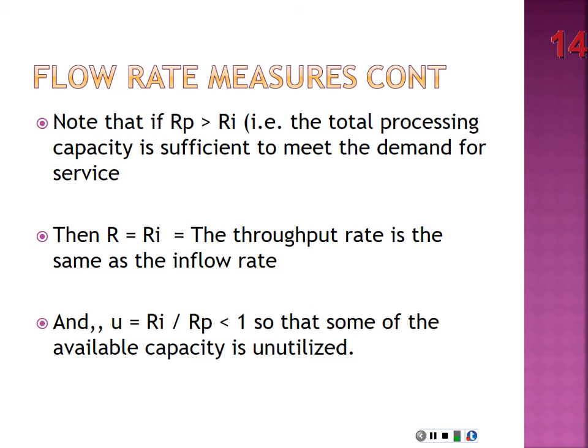So on that note, if our processing rate is greater than our inflow rate, the total processing capacity is sufficient to meet the demand for the service. So then our throughput is equal to the inflow of our customers, okay? And our utilization, which is our inflow rate divided by our processing rate, is less than 1, so that some of the available capacity is unutilized, okay?